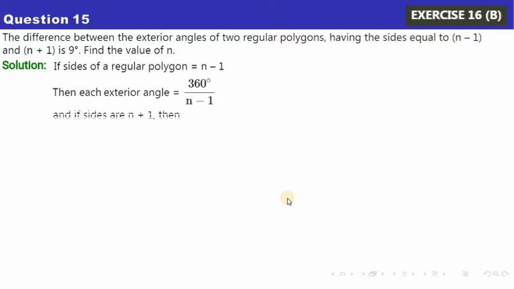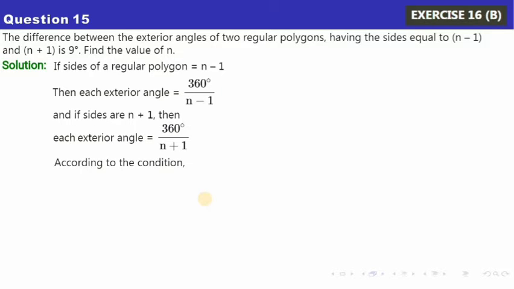Now similarly let's find the measure of each exterior angle if the number of sides is n plus 1. Then the measure of each exterior angle will be 360 divided by the number of sides, which is n plus 1. Now according to the condition, the difference between the exterior angles, this one is bigger as I said earlier. So if you subtract the smaller from the bigger, you get 9. That is, the difference of exterior angles is going to be 9.